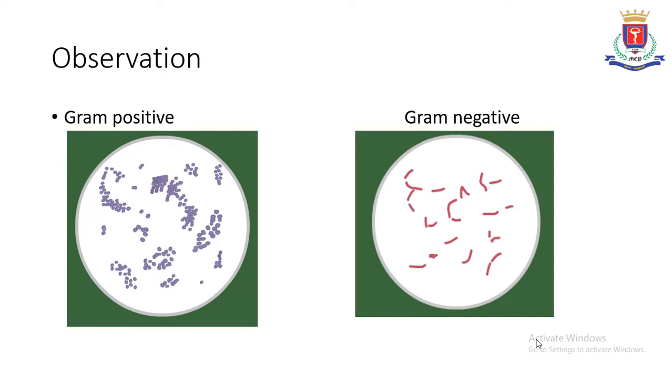Now here you can see the observation. So the gram positive bacteria will appear purple or violet in color, whereas the gram negative bacteria will appear pink in color. Now here we had used Staphylococcus aureus as an example of gram positive bacteria and E. coli as an example of gram negative bacteria. So in this way you can identify and differentiate between gram positive and gram negative bacteria by using the gram staining technique.